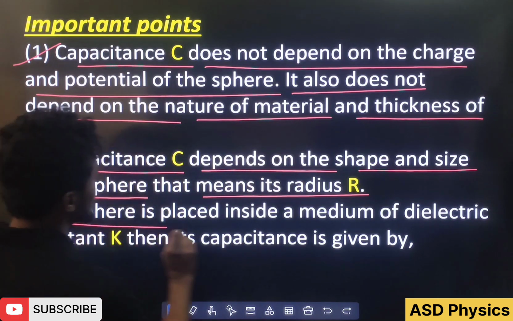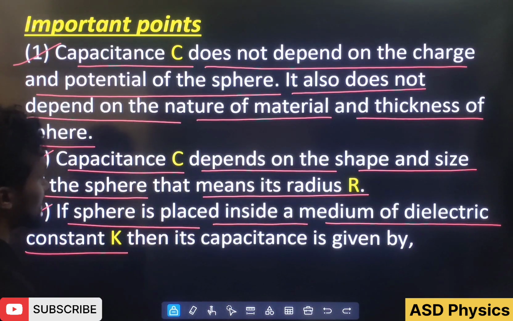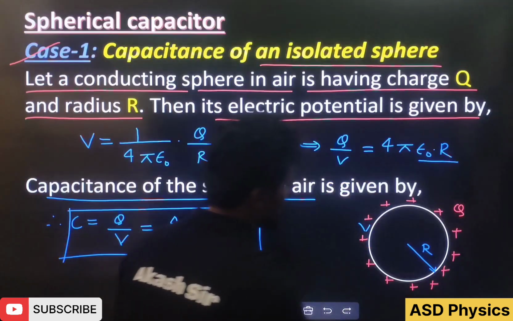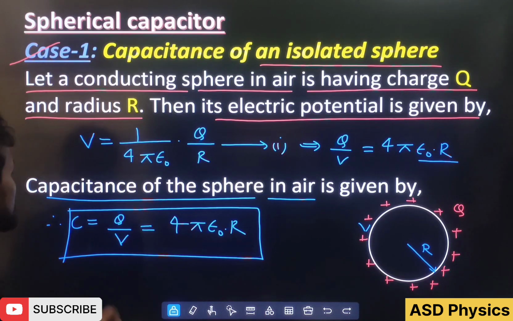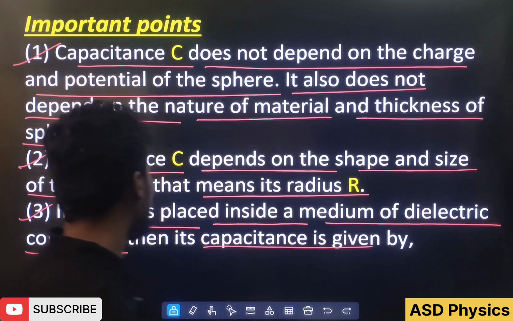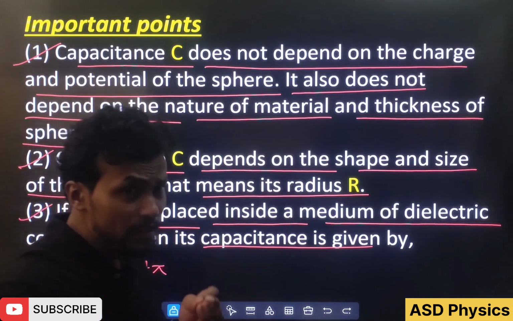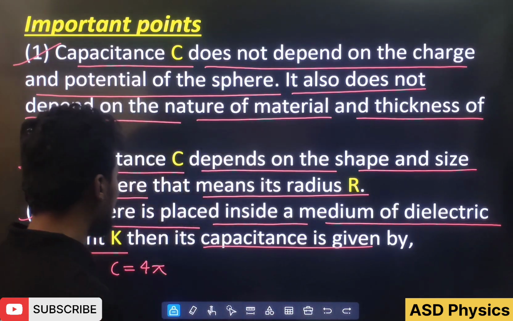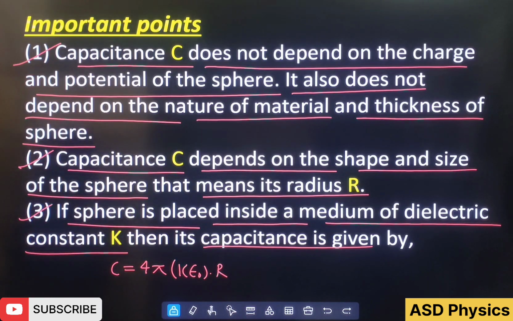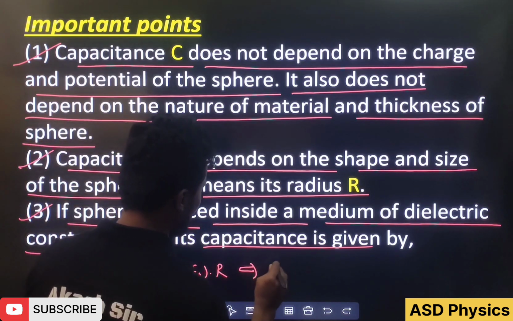Third one: if a sphere is placed inside a medium of dielectric constant K, then its capacitance is given by, okay, what will happen here? Here the medium is air, so for air I will take C naught, and for the medium I will write C. For air K equals 1, but if some medium is there, we will write 4 pi K epsilon naught into R. Instead of epsilon naught, we write K epsilon naught.